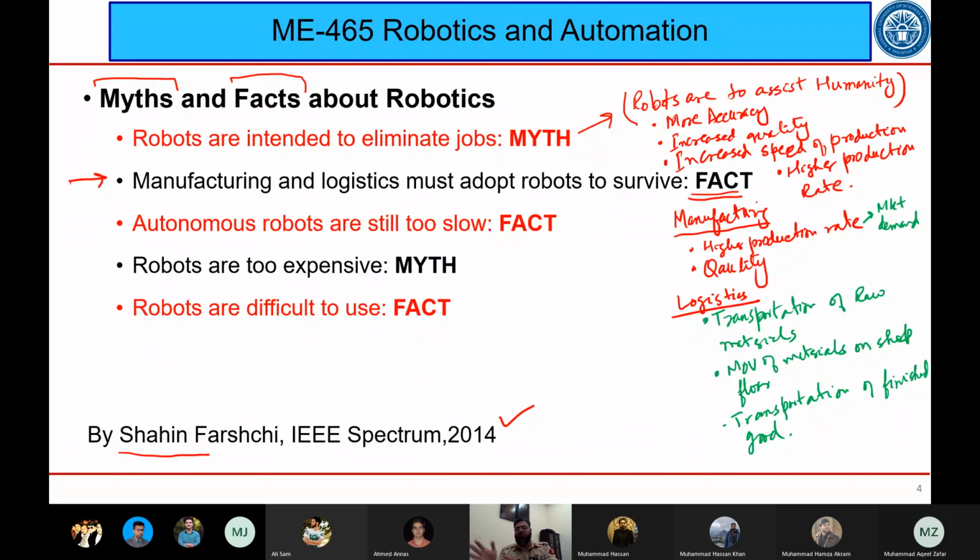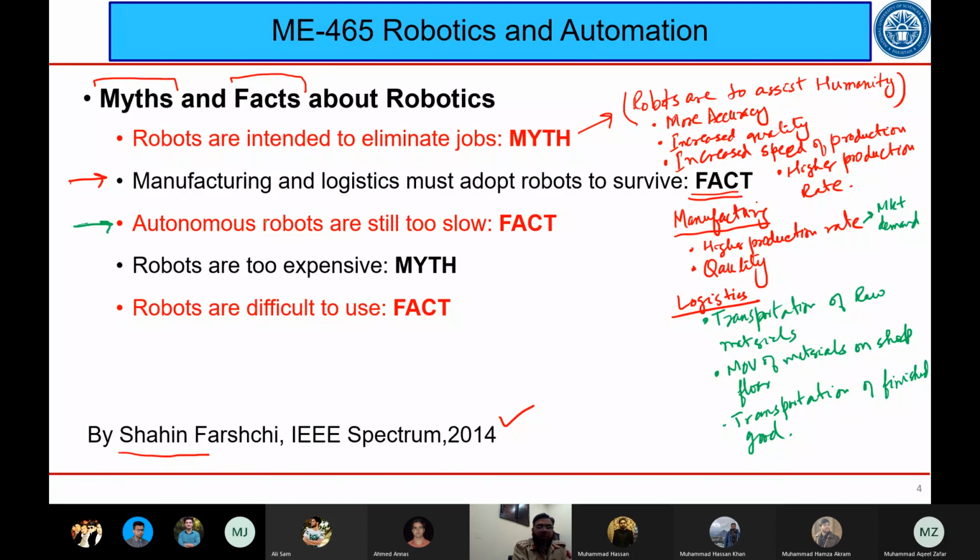And then transportation of finished goods to the customer. So all these things are related with time. And with time, you need to have the production which is to be done, and the precision and the quality which the customer demands from you. Okay. So this is something which is linked with your robotics. Then we go on to the next myth, which is autonomous robots.